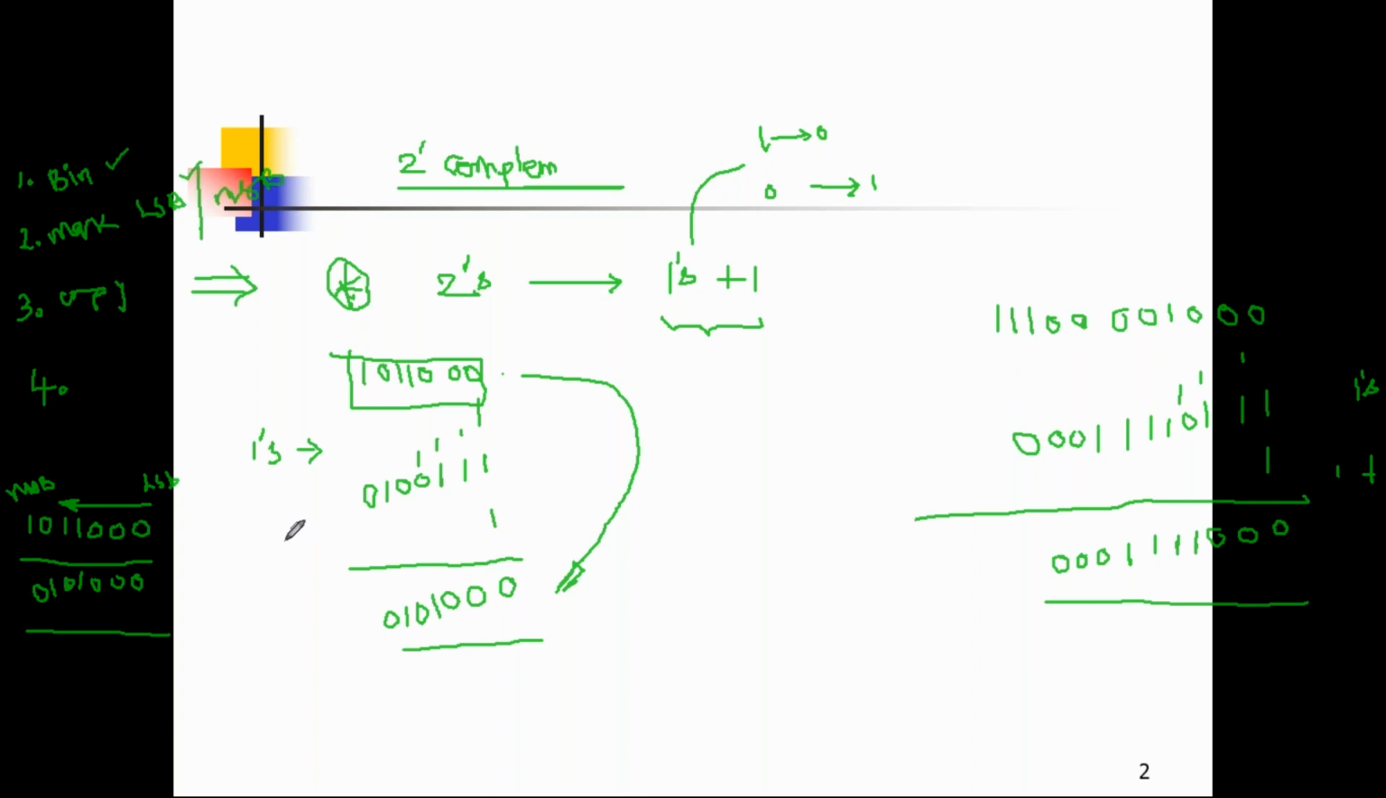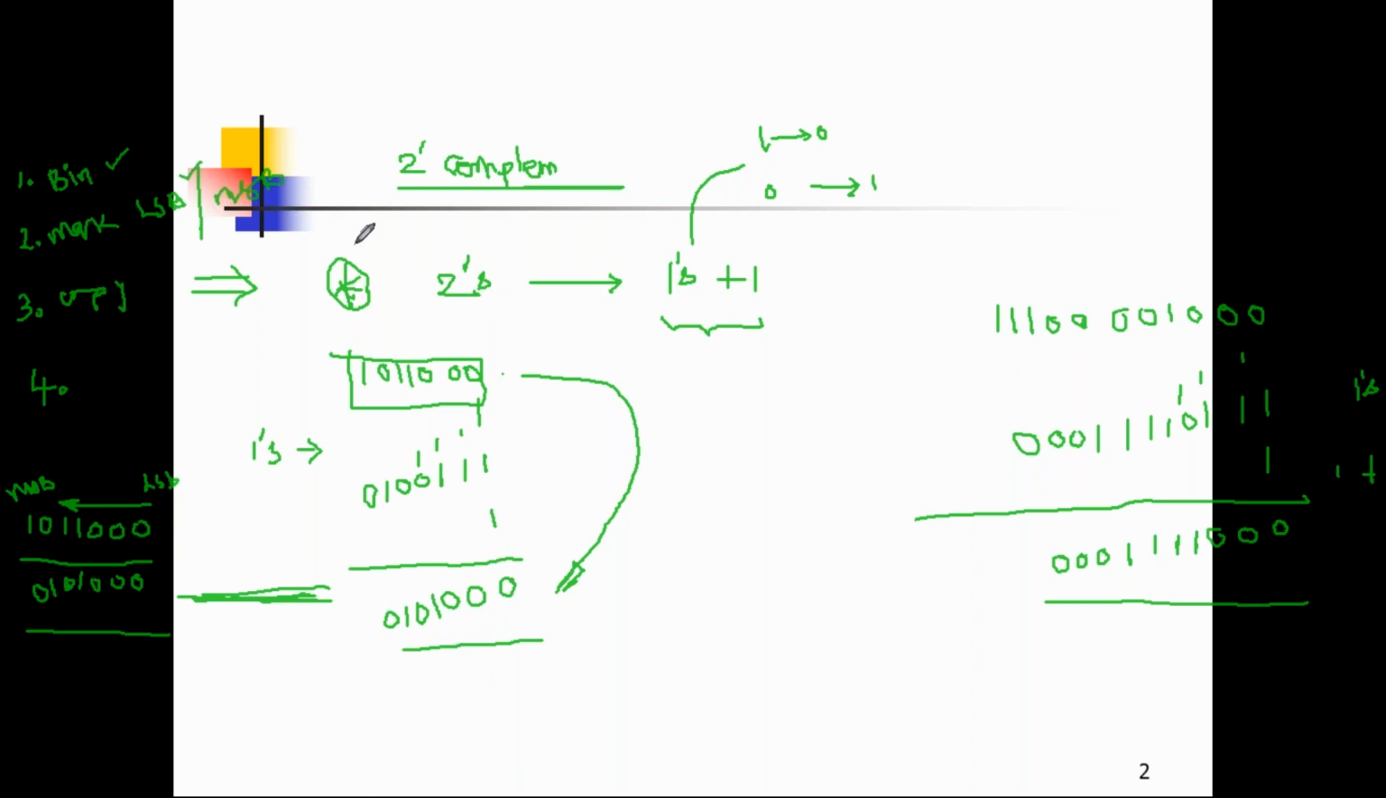So without taking any 1's complement and then plus 1, we can directly convert the given binary number into its equivalent 2's complement. Now you can compare the results. This is the procedure which follows the 1's complement plus 1. First, the given number is 1's complemented and then the result of that 1's complement is added with 1. Finally, we obtain this result.